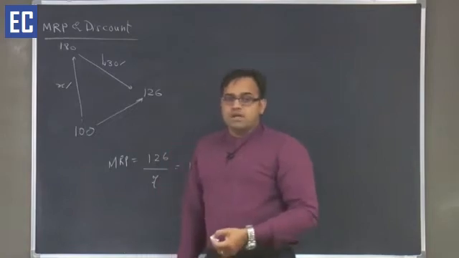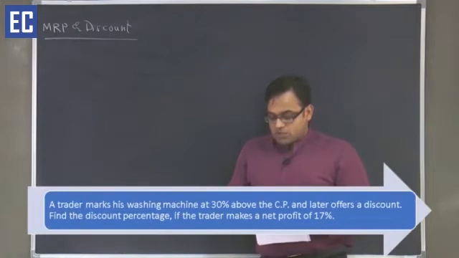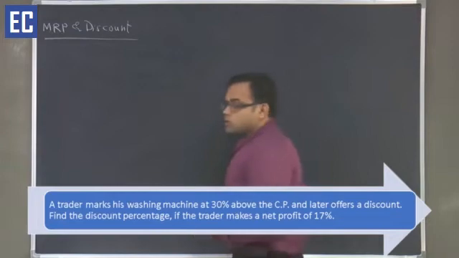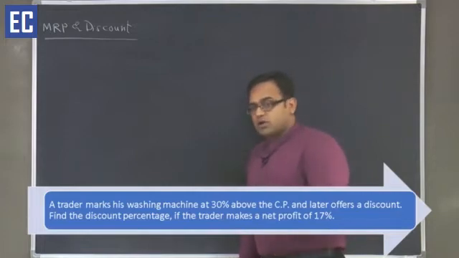So that's your answer. Example 2. A trader marks his washing machine at 30% above the cost price and later offers a discount. Find the discount percentage if the trader makes a net profit of 17%. So you should obviously, as always, pause the video, attempt the question, and then look at the solution.